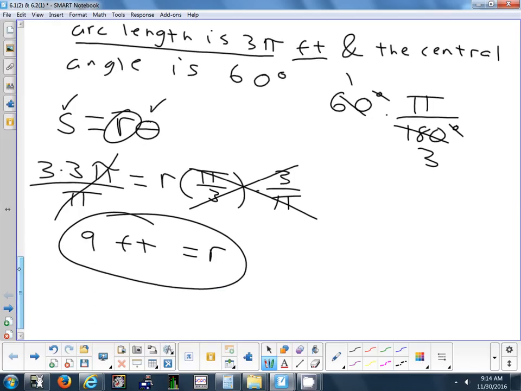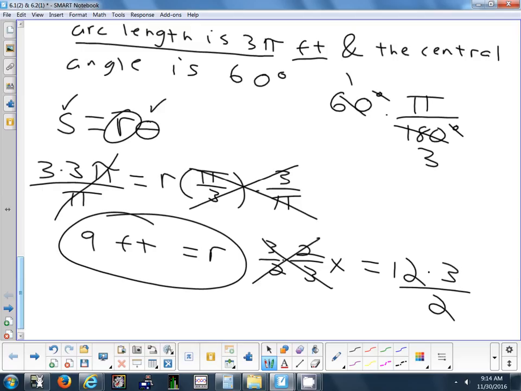Where did you get that 3 over pi from? That's the reciprocal of pi over 3. So if you have a fraction in front of a variable, and you want to move that entire fraction to the other side, you just multiply by the reciprocal. And that'll cancel the entire fraction. And then you just simplify the other side. Okay, any other questions on that one?